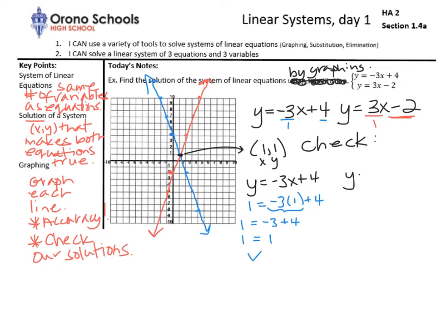If we check the other one, our goal is to have the same thing happen, but we do have to test them both because a solution could be on one line but not the other if it wasn't graphed correctly. When we test 1, 1, we get 3 minus 2, which is in fact 1. Therefore, showing by graphing that 1, 1 is a solution to that system.